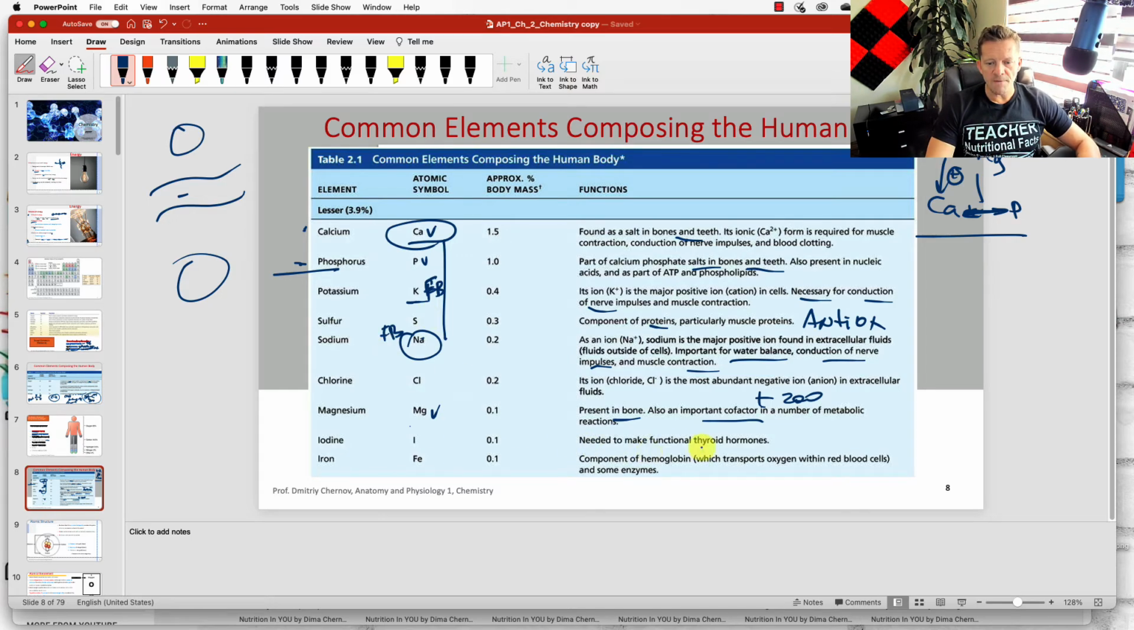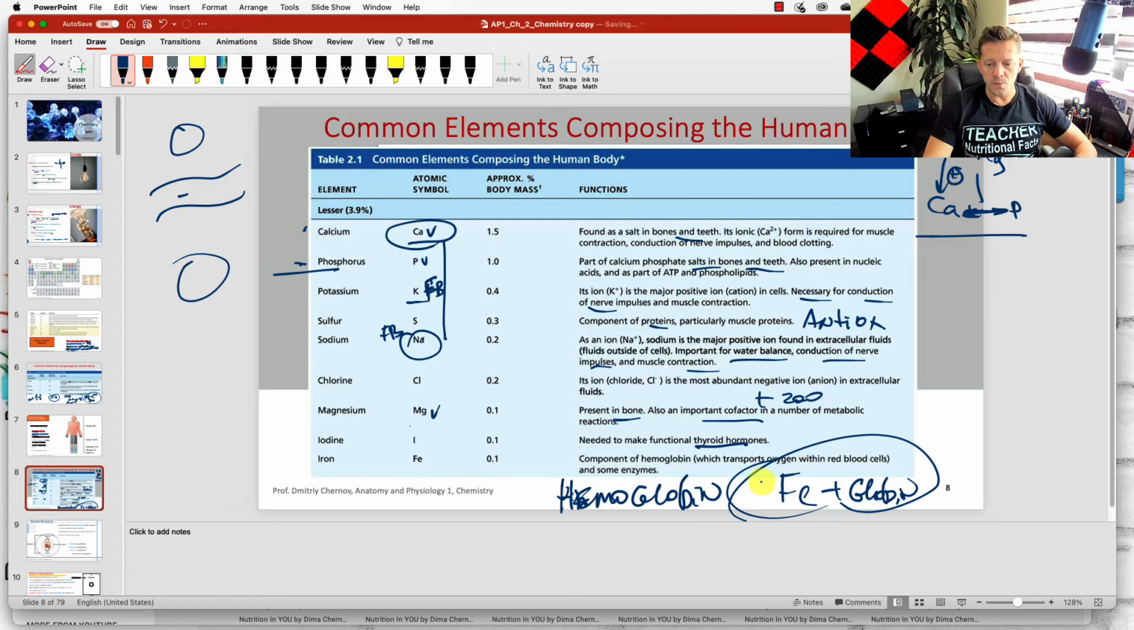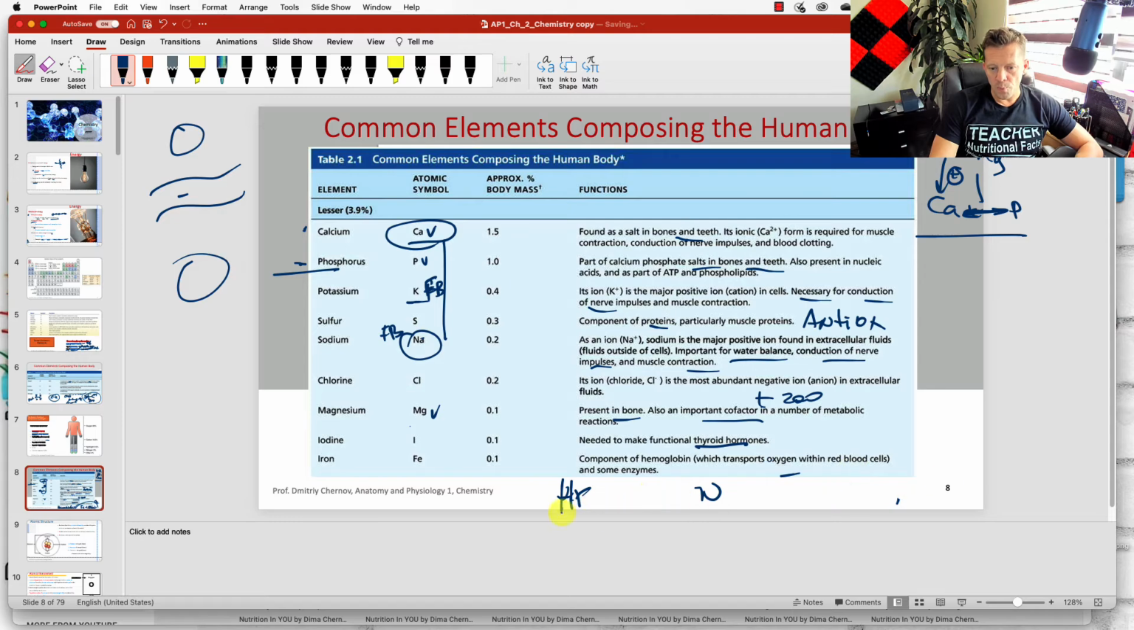Iodine, needed to make functional thyroid hormone, everybody knows that. And iron, we need iron for a lot of things. Blood is number one. Transportation of oxygen, part of the hemoglobin molecule. Hemoglobin molecule: heme plus a protein called globin. So this molecule, hemoglobin, transports oxygen, removes carbon dioxide, brings nutrients to our tissues, removes waste. So, important. Component of hemoglobin, which transports oxygen within red blood cells, and some enzymes.